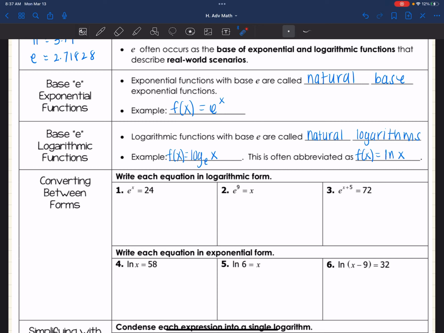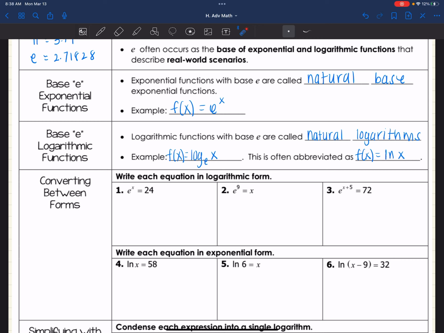You've probably seen this LN button on your calculator before, just like you had probably seen the log button before, and you probably never knew what they were, but now you know. So if you have a log of base e, rather than writing it as log base e, we just write it as the natural log of x, and you say it that way: the natural log of x.